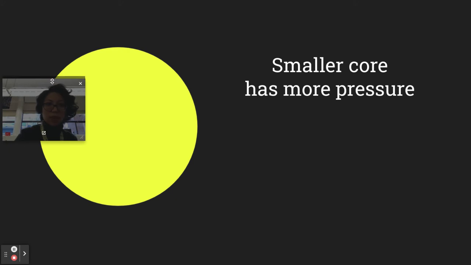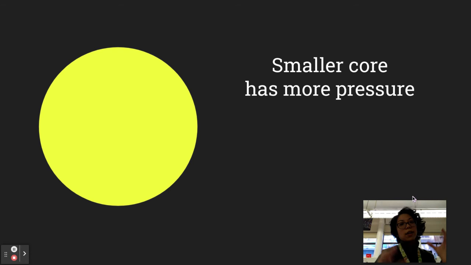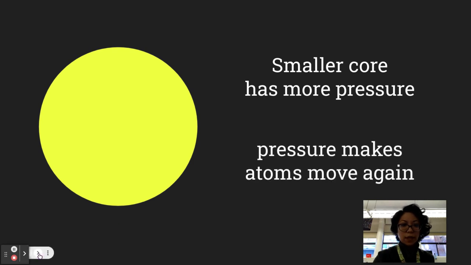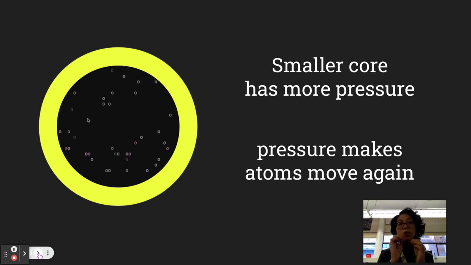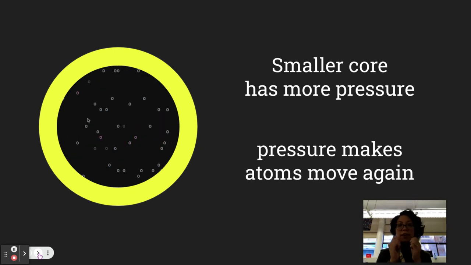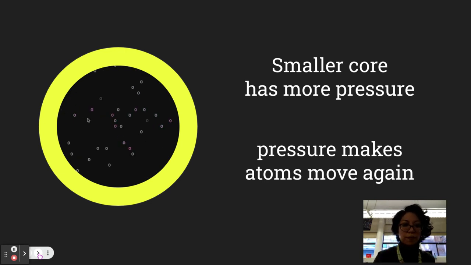Right, so just like that can or a balloon, our sun, when the core collapses, all of a sudden there's more pressure than there was before. So what happens is it makes those atoms that were slowing down start getting faster again, because we've increased the pressure.